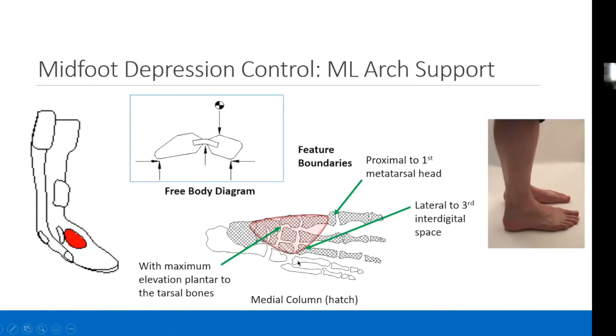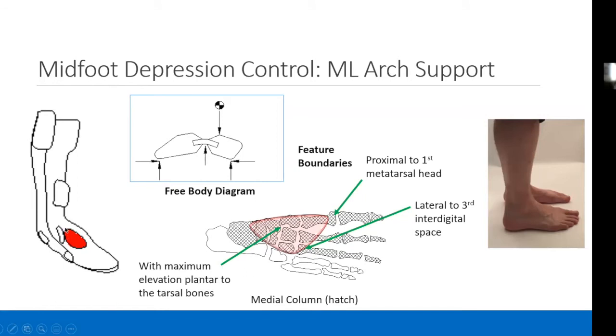If you extend it further, then actually in pronation and supination, you're trying to depress the lateral longitudinal arch, or the lateral column of the foot. And so you really don't want to extend that boundary past the third interdigital space, otherwise you're really fighting against yourself. So the anatomic boundaries for the medial longitudinal arch support, as I said, are to the third interdigital space, usually tapering proximal to the first metatarsal. And then also the apex of the pad is typically around the region plantar to the tarsal bone.